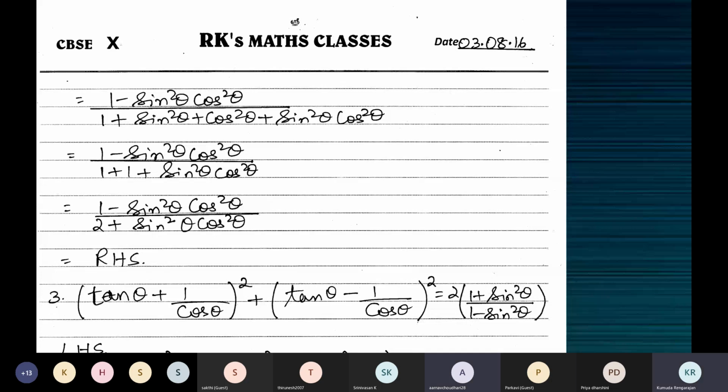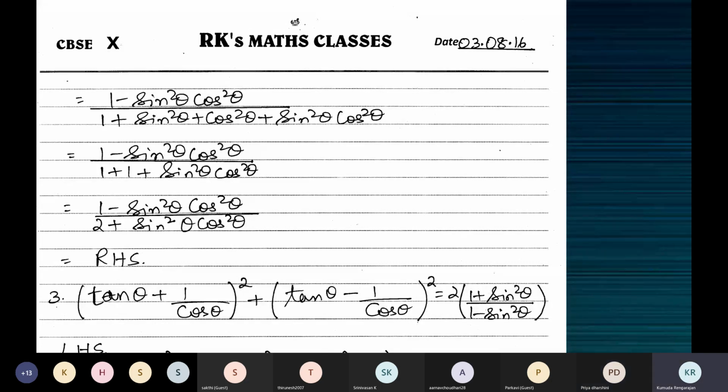Convert tan into sin. Ma'am, it's looking like an identity. What identity? A square plus B square is equal to (A plus B) the whole square plus (A minus B) the whole square, ma'am. Okay, is equal to what? 2 into (A square plus B square). Yeah, very good.